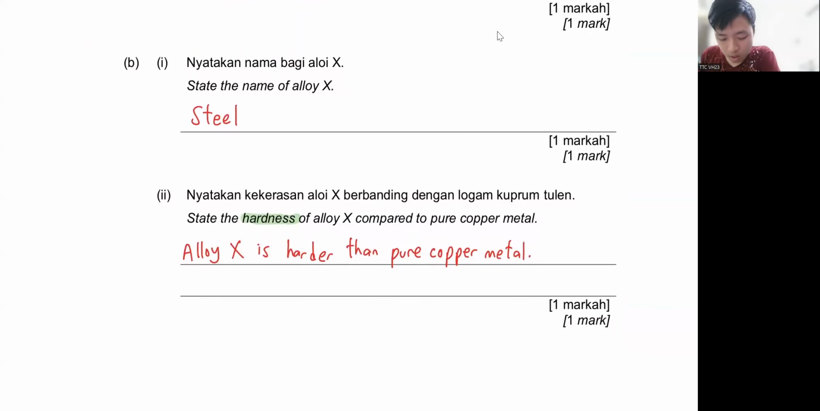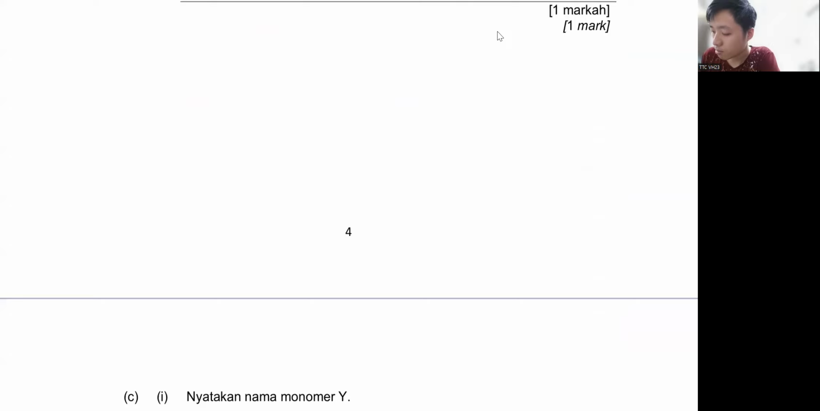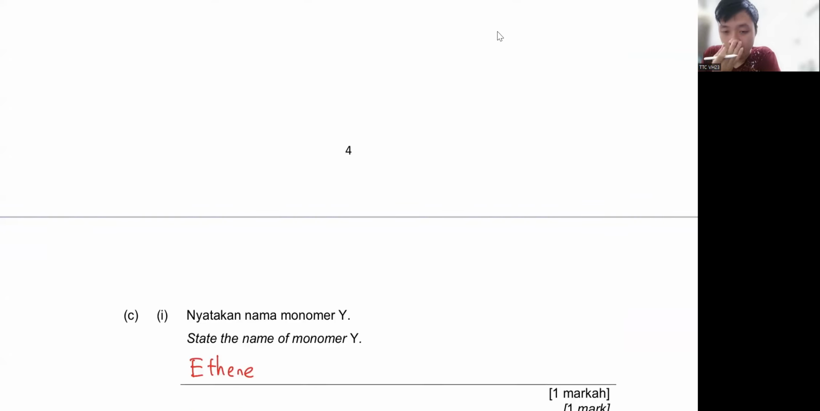C1, name the monomer Y. Monomer Y actually is, I told you, ethene, because you got two carbons with a double bond.